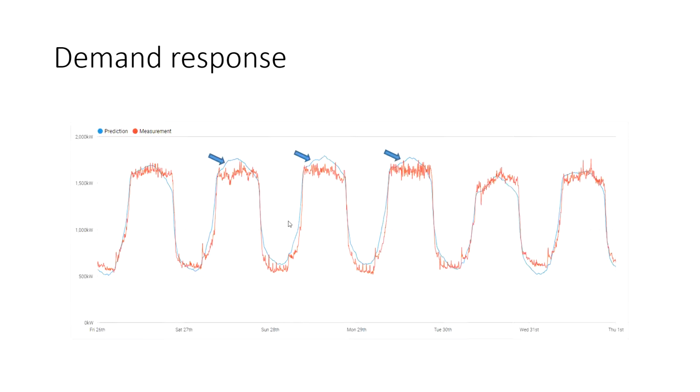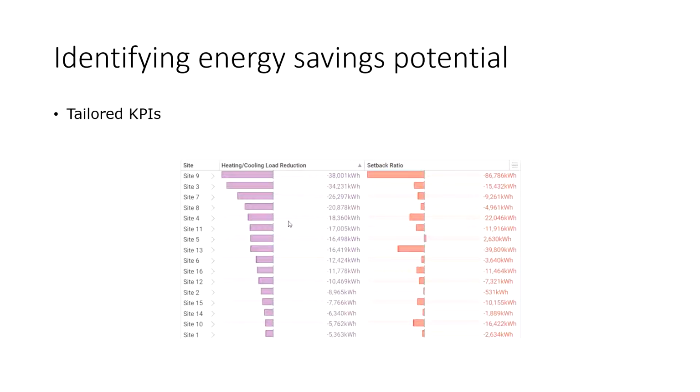There are various demand response scenarios where Energy Twin prediction can be used. And there are also tailored KPIs that allow you to focus on different problems of buildings, for example, the buildings that do have some setback regime, and you can evaluate the whole portfolio and see which of the buildings do have a problem with setback, or they do have some potential for energy savings there.